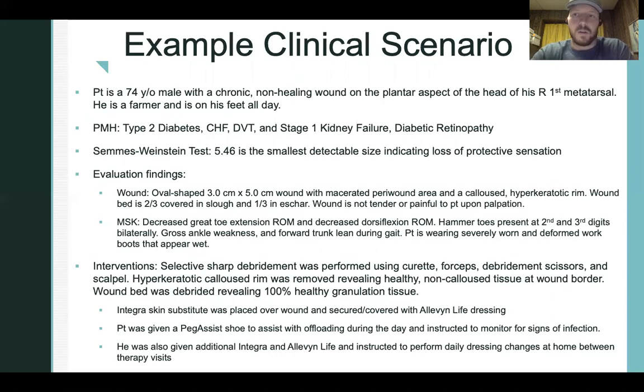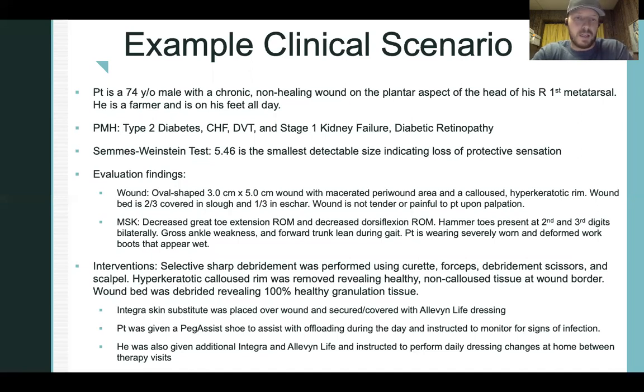So an example clinical scenario that we thought of, this is actually one that I encountered on my first rotation. A patient, he was a 74-year-old male with a chronic non-healing wound on the plantar aspect of the head of his right first metatarsal. He's a farmer, so he's on his feet all day. He has a history of type 2 diabetes, heart failure, DVT. He was in stage 1 kidney failure and had a little bit of diabetic retinopathy as well.